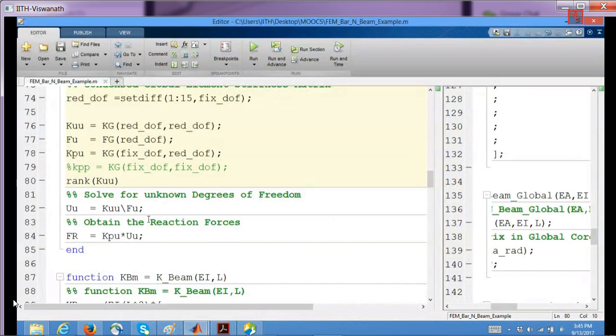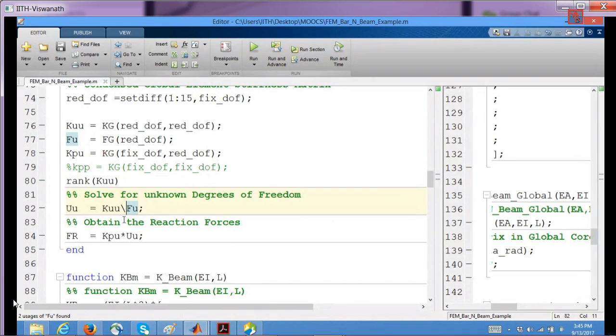Now there I'm using it in this manner. This is nothing but KU inverse times that. This only does LU decomposition kind of a form. So KU inverse times FU is an alternate way of writing it in MATLAB so that LU decomposition can be used. So anyway, you are computing your UU. Once you know UU, then you use the second equation.